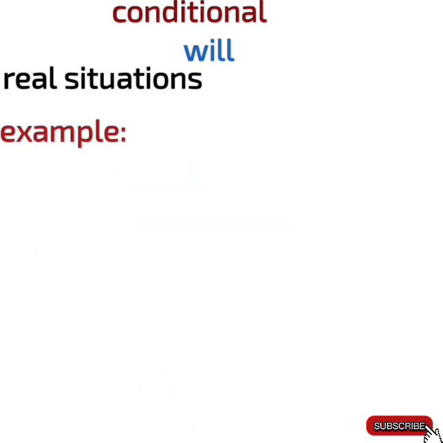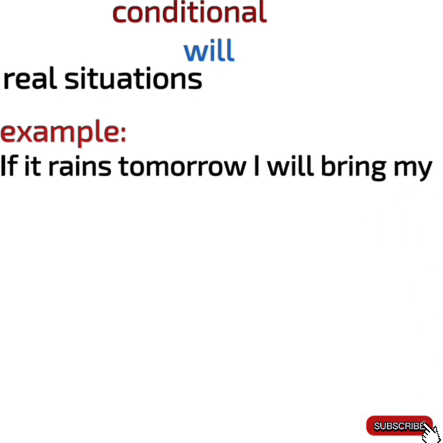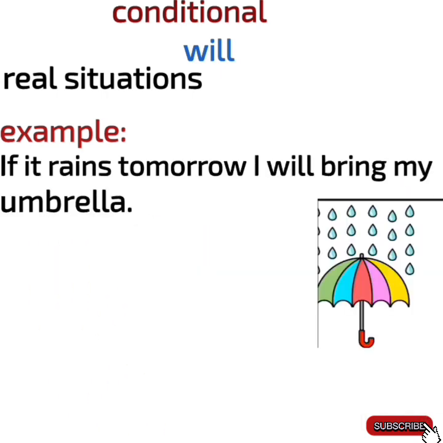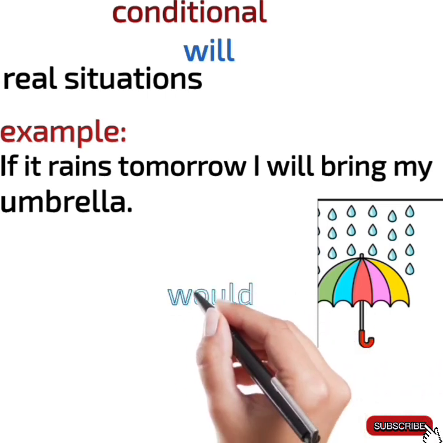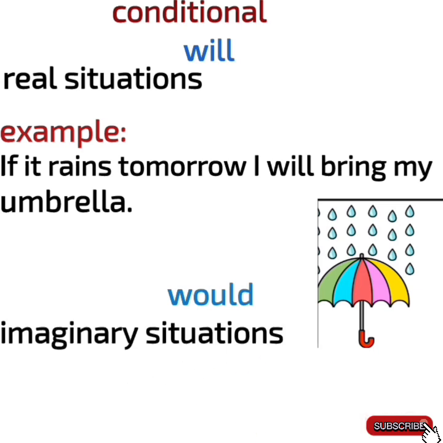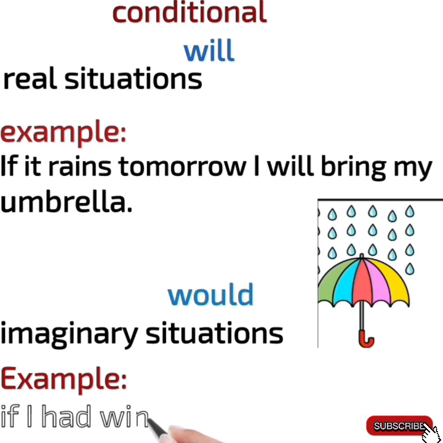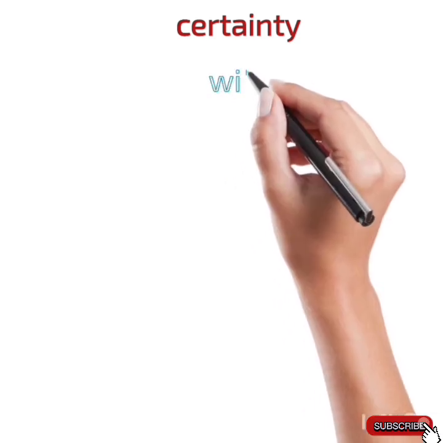Next, conditional. Will as a conditional is used for real situations, situations that are realistic. For example, if it rains tomorrow, I will bring my umbrella. So we used will as a conditional here because it is possible that rain might happen. So that's a real thing. So we used will here. Would as a conditional cannot be used for real situations. Would is used for imaginary situations that we can only imagine. For example, if I had wings, I would fly. So we used would here because it's an imaginary situation. If I had wings, so that's not possible in reality.